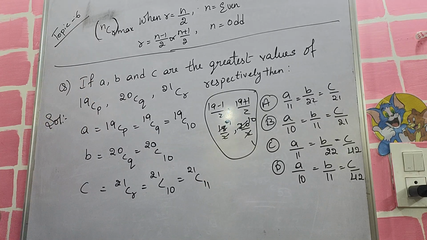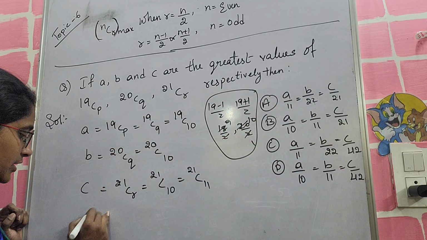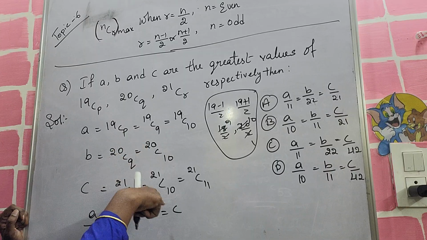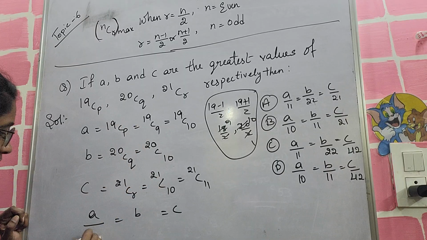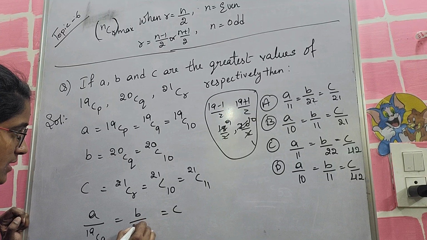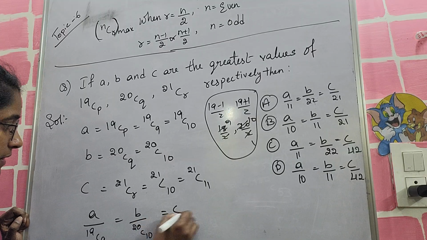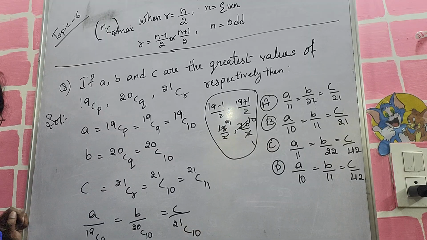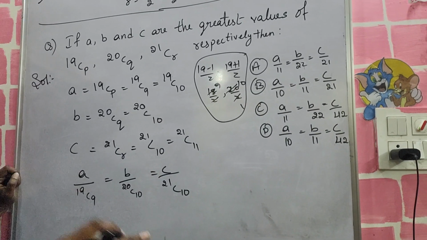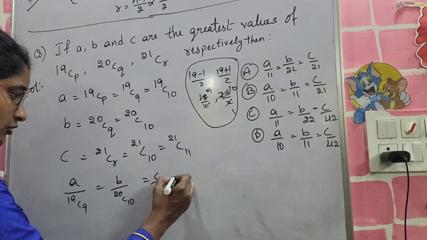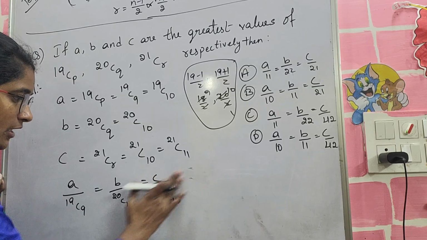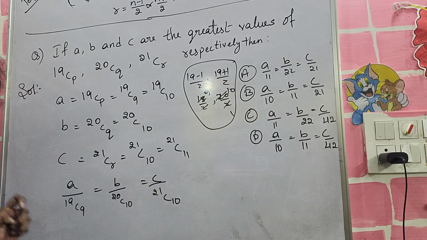Now we will equalize this pattern. When I go for A equals B equals C, I am going to take them in increasing order: it is 19C9, here it is 20C10, and then 21C10. Can I take it like this so that it will be easy for me to compare? So this one, see, A by B, I'll write it down one step here.